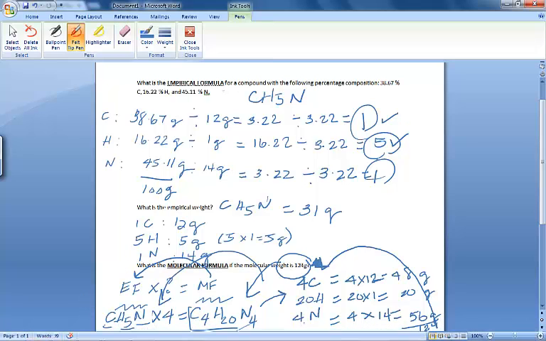And how did we find that? Beginning with the percentage compositions, finding the empirical weight, and then finding the multiple of 4 here to help us calculate the final molecular formula.